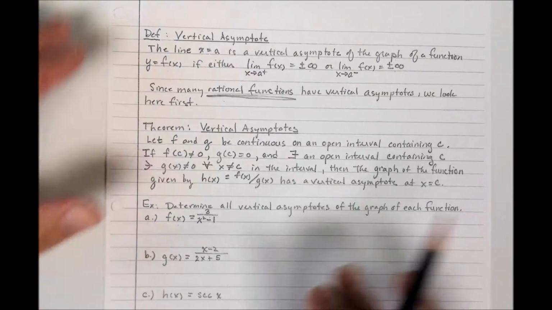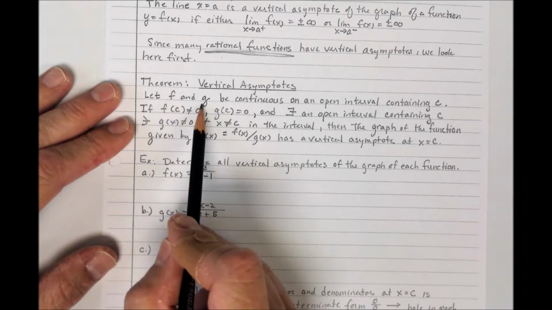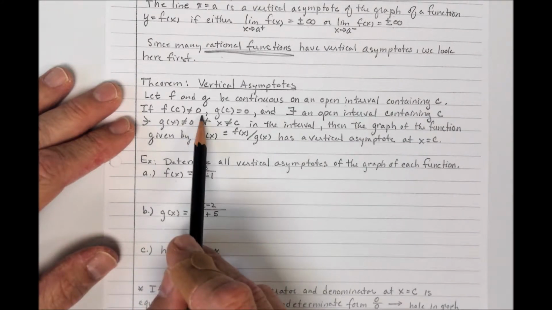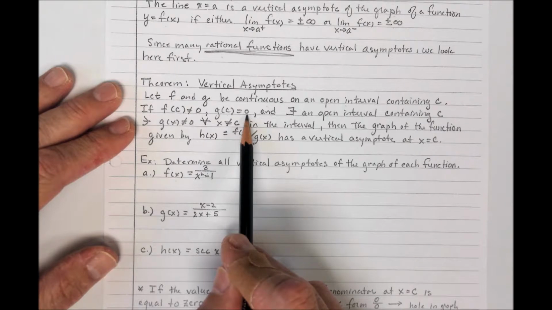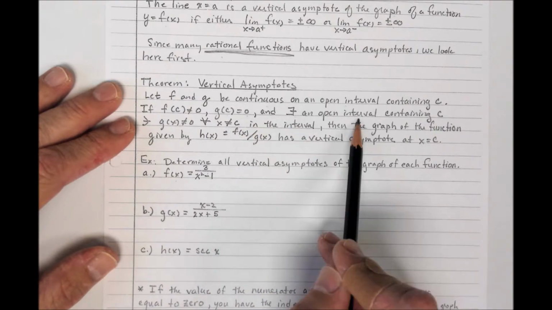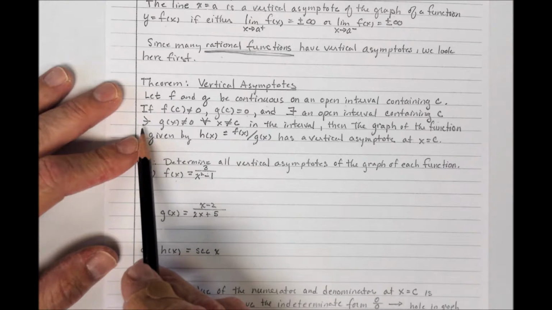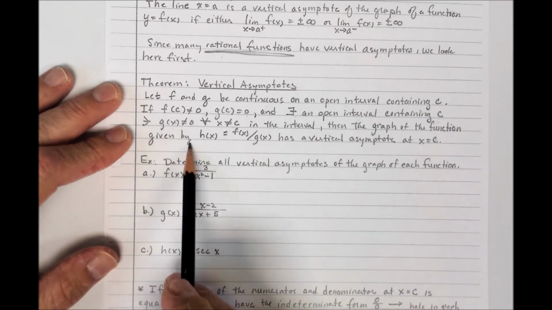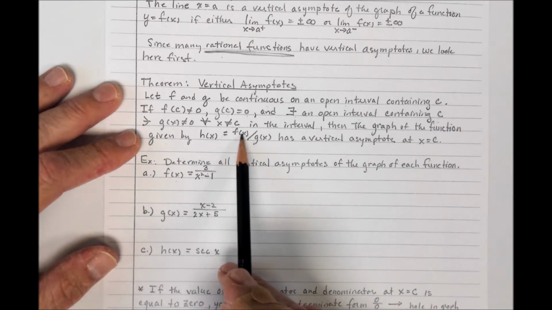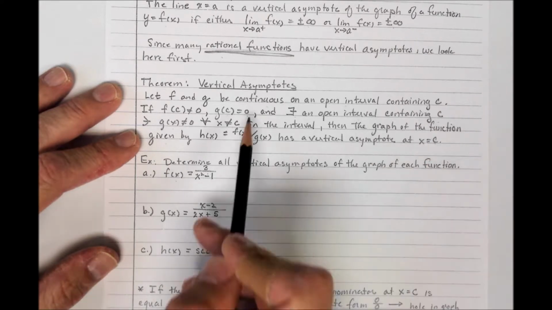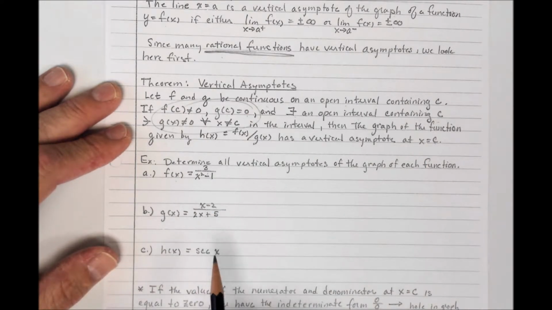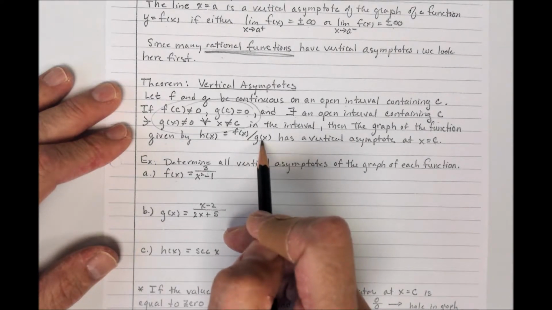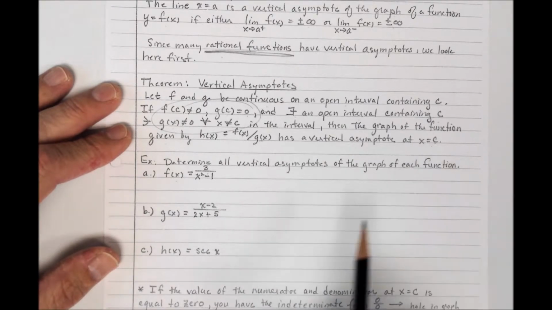Here's a theorem about vertical asymptotes. Let f and g be continuous on an open interval containing c. If f of c does not equal 0, and g of c equals 0, then there exists an open interval containing c such that g of x is not equal to 0 for all x not equal to c in the interval. The graph of the function given by h of x equals f of x over g of x has a vertical asymptote at c. Now that's really what we've been calling finding vertical asymptotes all the time. This is not equal to 0, but this does go to 0 at x equals c. Okay? So we have a vertical asymptote.